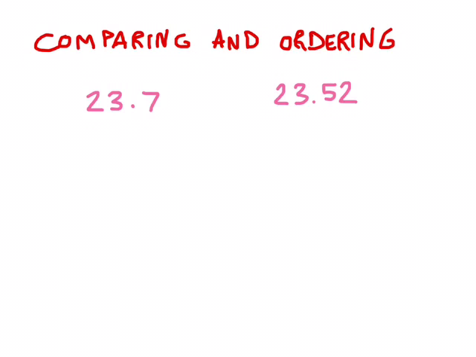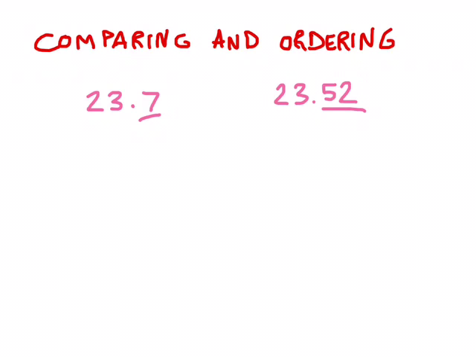If one of them had had a whole value of 24, that would be bigger. It doesn't matter what the decimal is if the whole number is bigger or smaller. But if the whole value is the same, like in this case, you have to start looking at the decimals. And in this case, I have 7/10 right here compared to 52 hundredths. The natural tendency for students is to assume that longer decimals are larger numbers, but that's not true.